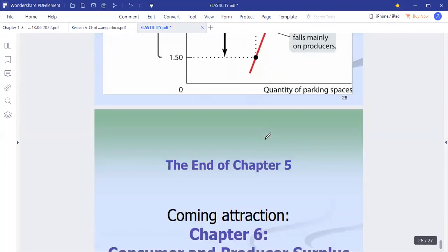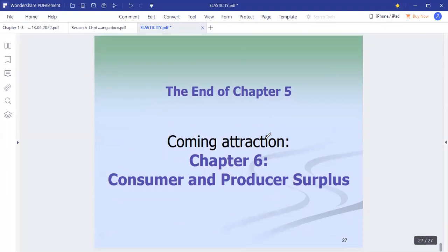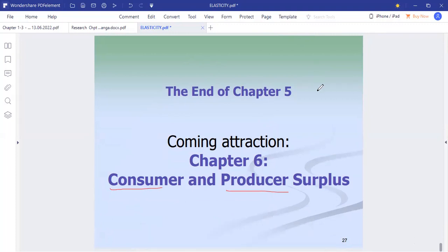So I'll end here. The next class we're going to have, I think during the week, we'll have consumer surplus and producer surplus in terms of elasticity. For today's work, I'll send you some homework based on what we have just discussed. We'll end here and answer questions.